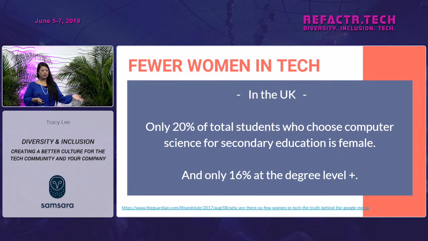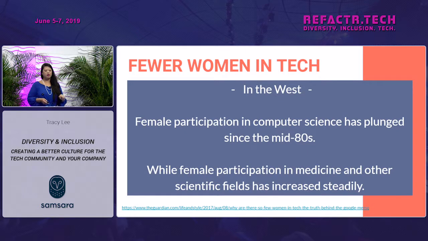So unfortunately, if you look at the UK, for example, all these statistics are starting to stack up against this whole idea of having more diversity and inclusion in tech, right? Only 20% of students in secondary education are female, and only 16% at the degree level actually choose to pursue computer science. In the West, female participation is starting to plunge and has done so since the mid-'80s, while female participation in other things like medicine and other scientific fields has started to increase, or has continued to increase.